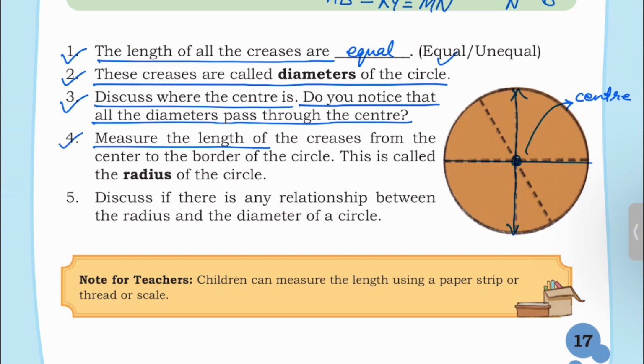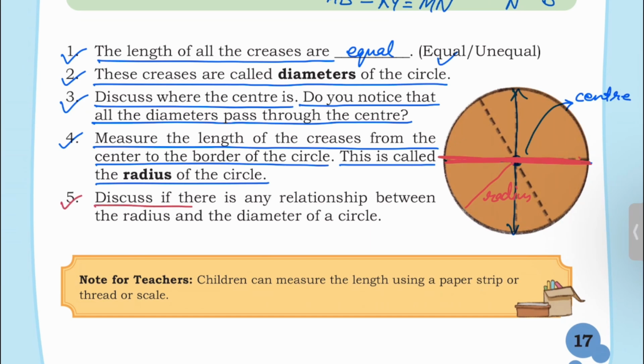4. Measure the length of the creases from the center to the border of the circle. This is called the radius of the circle. If you have noticed the earlier figure, then you have noted that this length is the radius. That is half of the length of the crease, or the diameter. That means one crease length, that is equal to the diameter, is double of the radius. Or you can say half of the diameter is known as the radius.